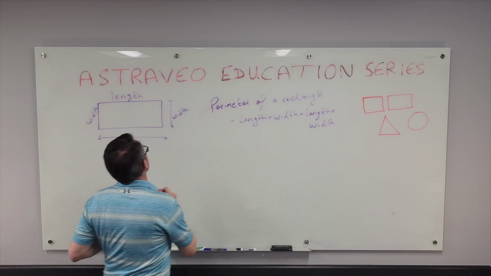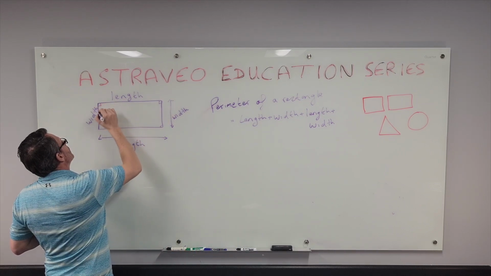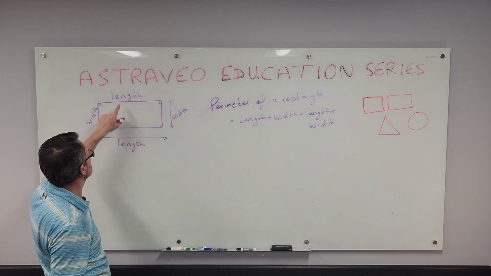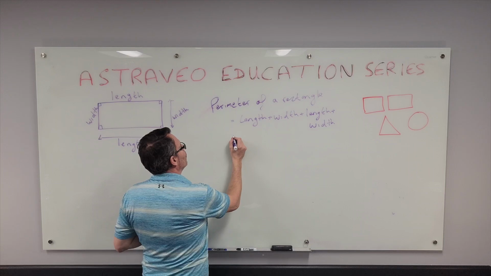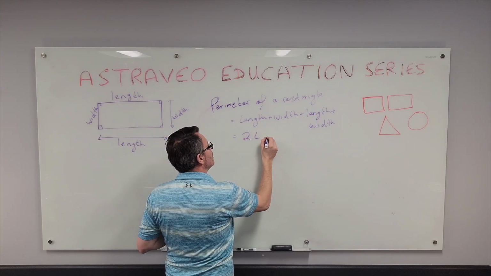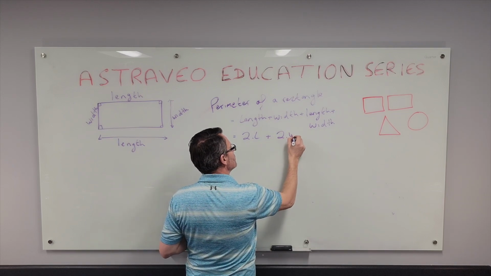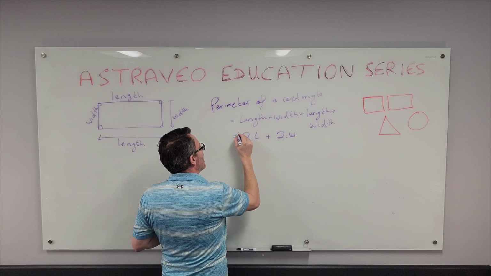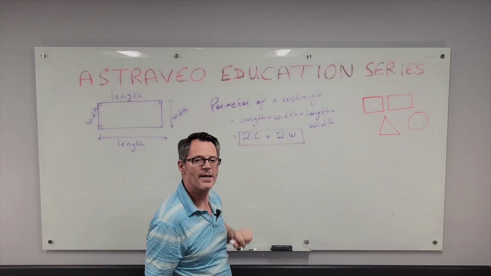Now, if this is a regular rectangle, like a perfect rectangle, these are all going to be right angles, which means this length and this length are identical, and this width and this width are identical. We have 2 lengths, 1, 2, so it's 2 times L, plus 2 widths, which are identical, 2 times W. So that is the perimeter of a rectangle. Twice the length plus twice the width.